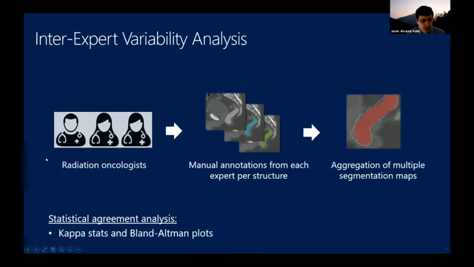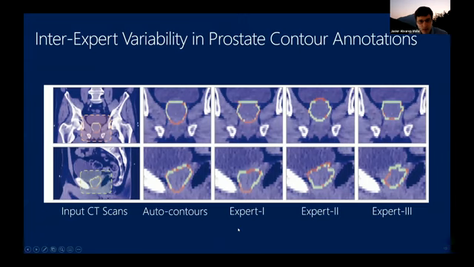The other thing that we have done is inter-observer variability analysis. We had 3 radiation oncologists annotating the same image for different structures. Here we have rectum. We aggregated the contours from the 3 of them using majority voting, and we performed a statistical agreement analysis using kappa stats and Bland-Altman plots. And here are some qualitative results from the analysis of the inter-observer variability.